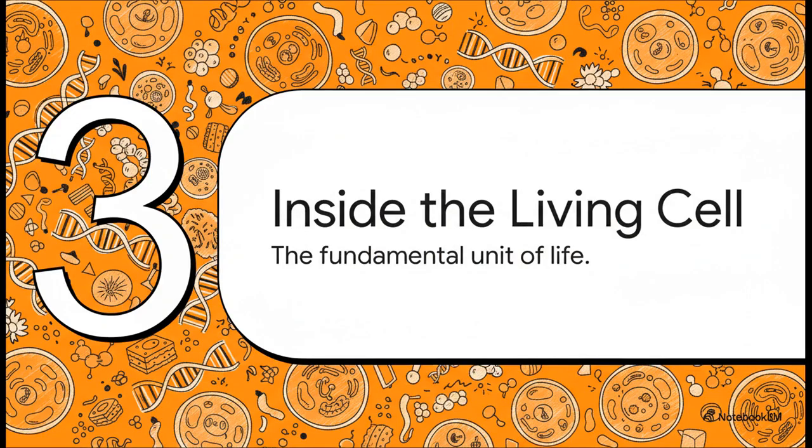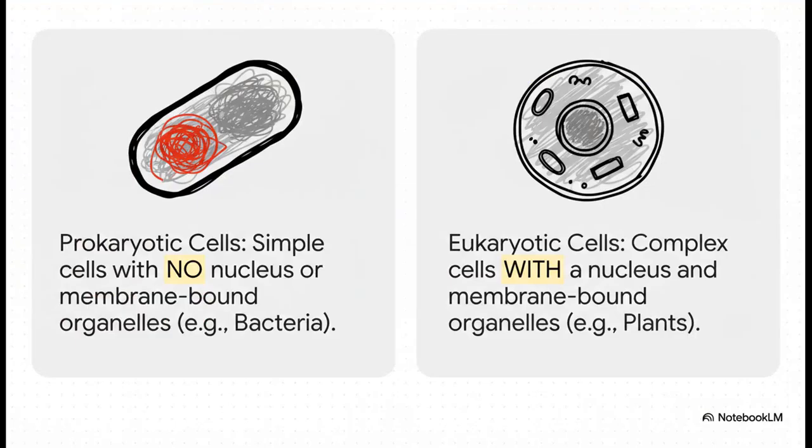Okay. So we've got our fuel, our materials, our workers, and our blueprints. Let's go check out the bustling construction site where they all come together. The fundamental unit of life itself, the cell. Right away, you need to know about this major fork in the road. You've got prokaryotic cells like bacteria, which are pretty simple. Their DNA just kind of floats around inside. And then you have eukaryotic cells, the stuff that makes up plants, animals, and us. They are way more complex, and they keep their precious DNA safe inside a command center called the nucleus.